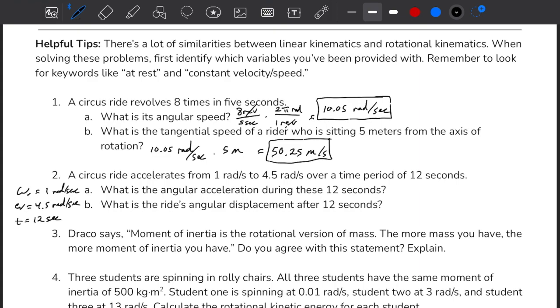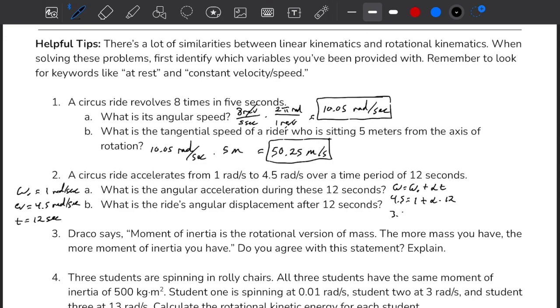Here I'm going to use WOTAT. That'd be angular velocity is equal to initial angular velocity plus acceleration times time. It kind of spells out a WOTAT. Easy to remember that way. We'd have 4.5 is equal to 1 plus alpha times 12. Subtract the 1 to the other side, you get 3.5 is equal to alpha times 12.